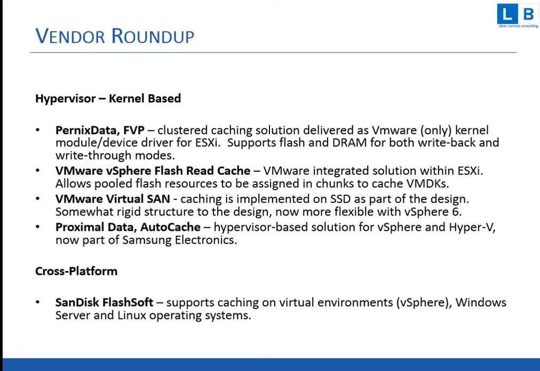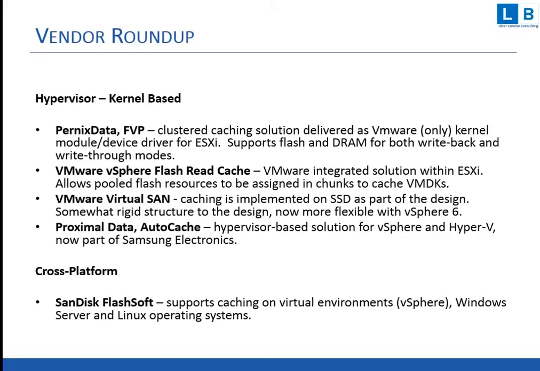So let's flip to the last slide, and then let's look at some of the other options: the hypervisor, kernel-based, and some of the cross-platform ones. So from a kernel perspective, products we can install into a kernel, we have FVP from PernixData, which is possibly quite a well-known solution, recently upgraded to support DRAM and flash, and does write back and write through. vSphere itself has a feature built in called Flash Read Cache, but that's quite, clunky is not the right word, but it's not as flexible as it could be. You have to assign chunks of cache to each VM's VMDK, so it's somewhat inflexible compared to some of the other models.